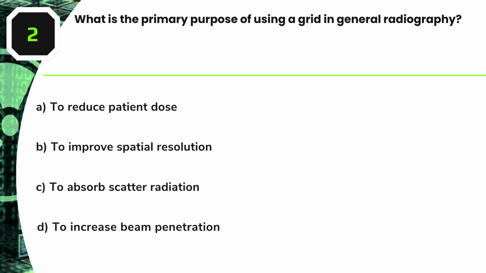Question 2. What is the primary purpose of using a grid in general radiography? A. To reduce patient dose. B. To improve spatial resolution. C. To absorb scatter radiation. D. To increase beam penetration.